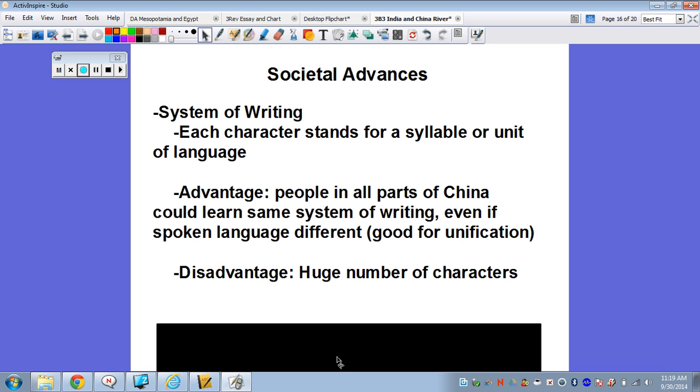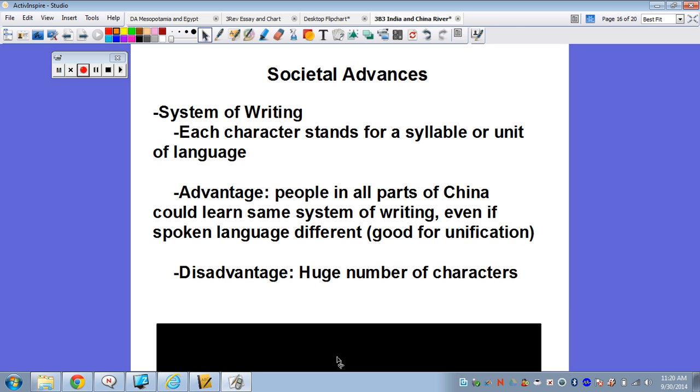And so that basically means that they kind of moved away from previous systems, and now people in all parts of China could learn the same system of writing, even if the spoken language was different. So the spoken language and the written language are going to be different. So it's good for unification purposes because people in different provinces could learn the same system of writing. They could understand writing from different areas, and that makes it easy to unify a big chunk of land.